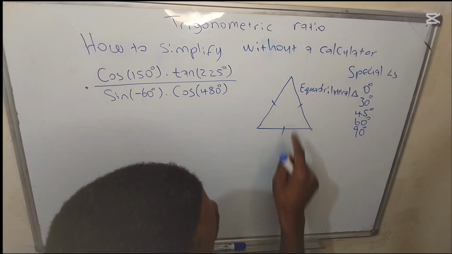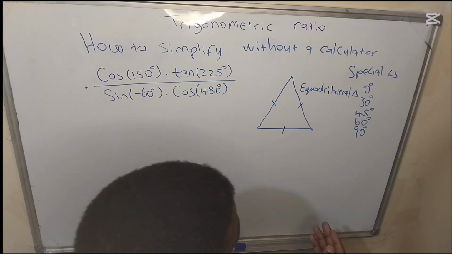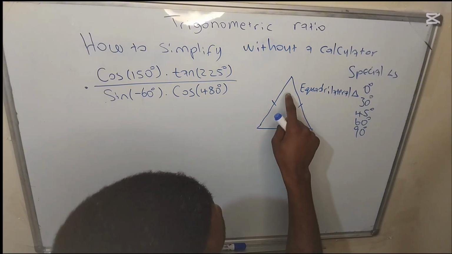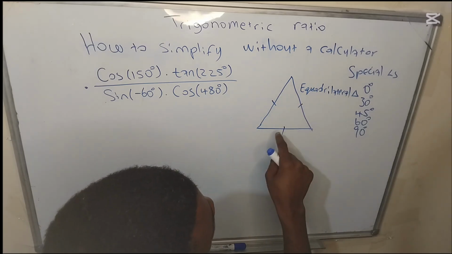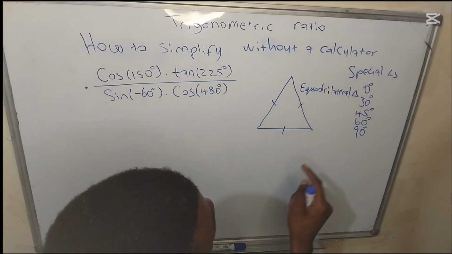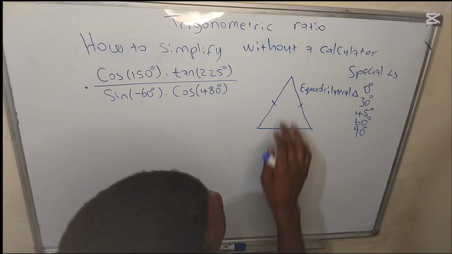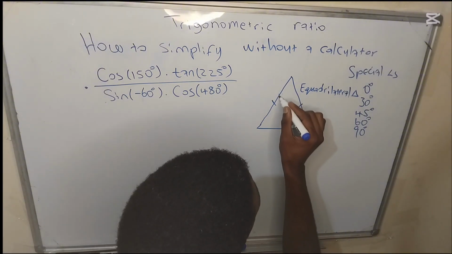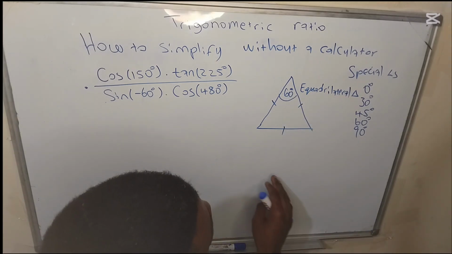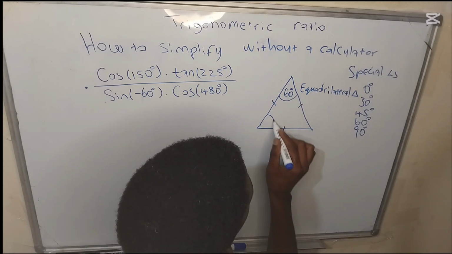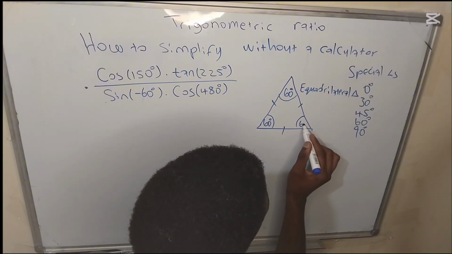The sum of the angles of all triangles is equal to 180 degrees. Meaning that in order for us to get each angle, we have to divide 180 degrees by 3, because we have 3 angles, not 3 triangles. So we have this angle which is 60 degrees, because 180 degrees divided by 3 is equal to 60 degrees. We also have 60 degrees here, and even here we have 60 degrees.